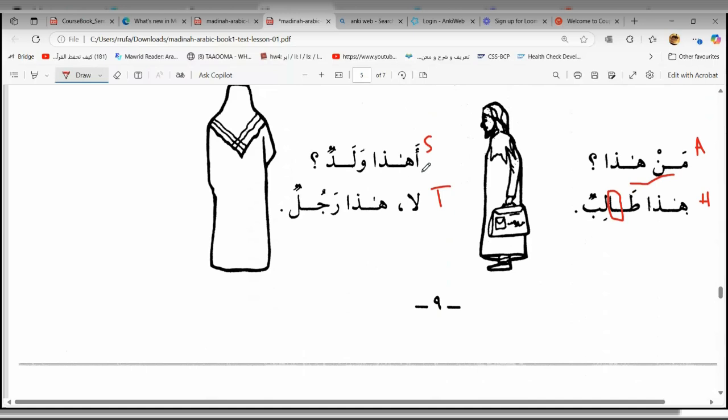Safe? أهذا ولد؟ لا، طالب. هذا رجل. Talib means student, a student of knowledge. By the way, Talib, it means somebody that's seeking, and matlub means somebody that's sought, so it has a different meaning. Talib is a seeker of knowledge.